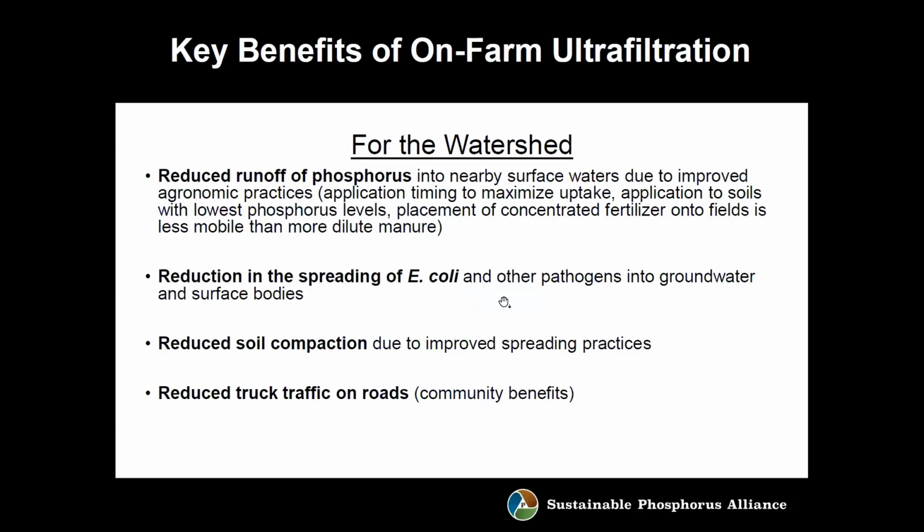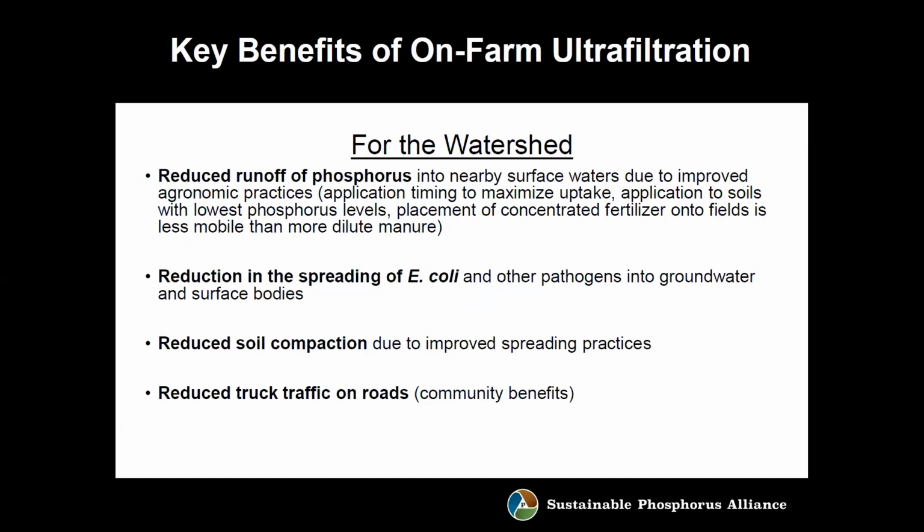So some of the benefits of doing on-farm ultrafiltration, obviously we're targeting reduced runoff of phosphorus into nearby surface waters. We want to help farmers improve their agronomic practices, because keep in mind, farmers still need the fertilizer components of manure to grow crops for their animals in many cases. But we want to keep that phosphorus in the soil and working for the crops, not running off.